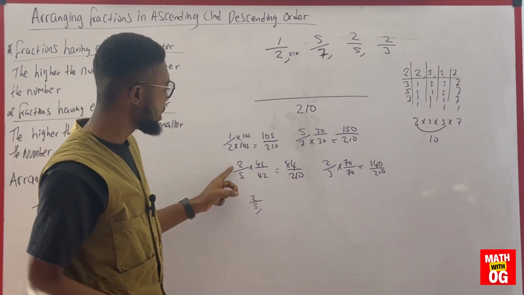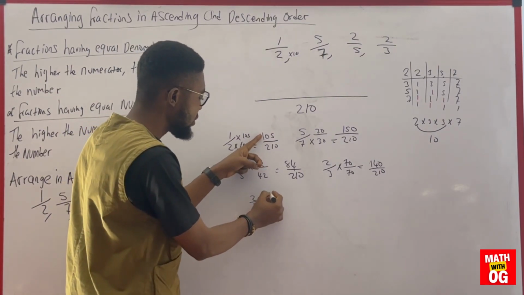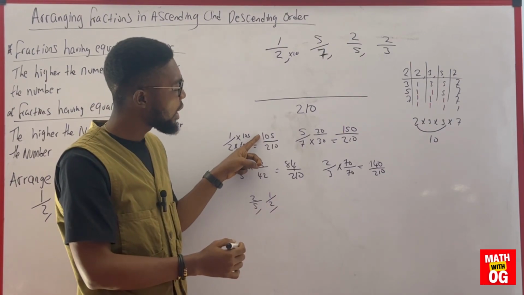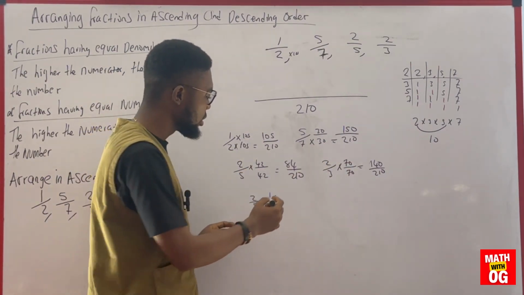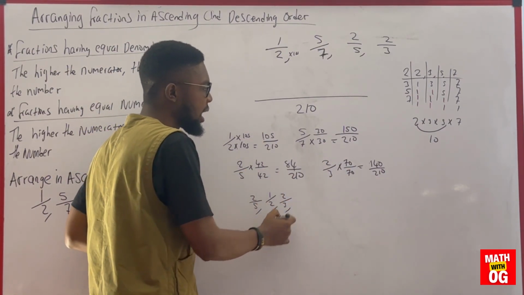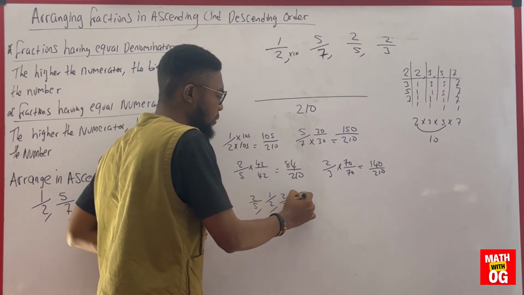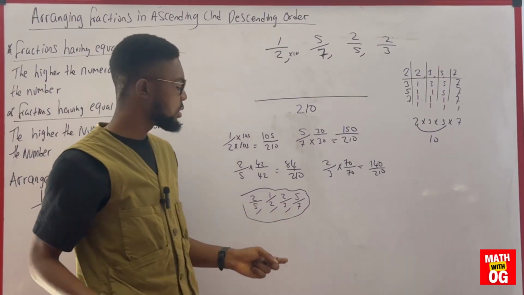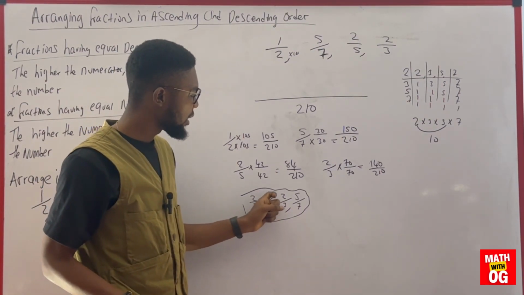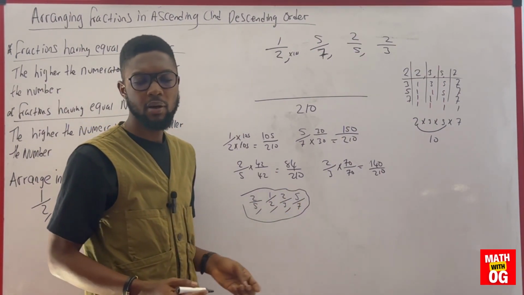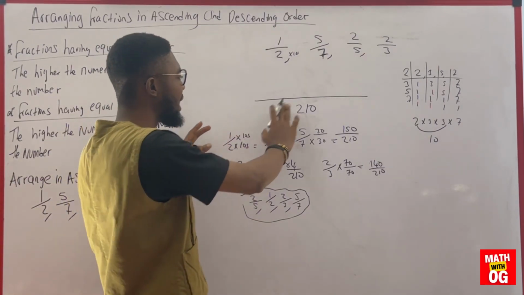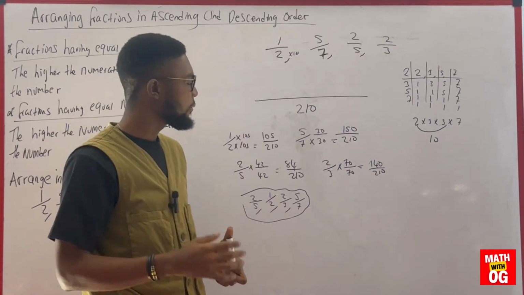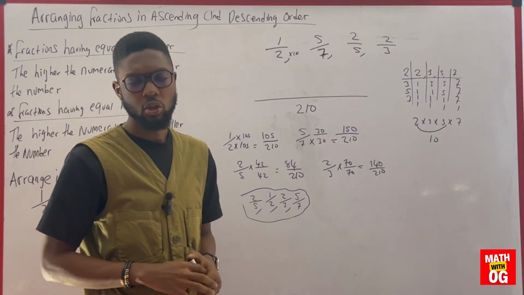What is the next smallest? 105. So therefore 1 over 2 is the next smallest number. Then what do I have again? 140. So the next should be 2 over 3. And lastly 150. This is what? 5 over 7. So arranging these in ascending order: 2 over 5, 1 over 2, 2 over 3 and 5 over 7. So that is the whole idea behind arranging in ascending order, or making fractions have equal denominators.